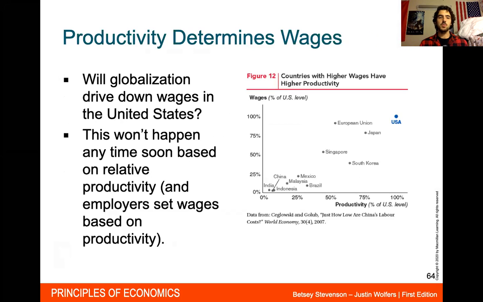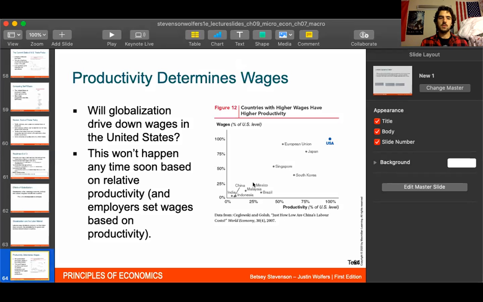Productivity determines wages. Will globalization drive down wages in the United States? Maybe. This won't happen anytime soon based on relative productivity, and employers set wages based on productivity. We are one of the most productive nations in the world. That's important to remember. Therefore, we have one of the highest paid labor populations in the world. In the book, I will show you actually.